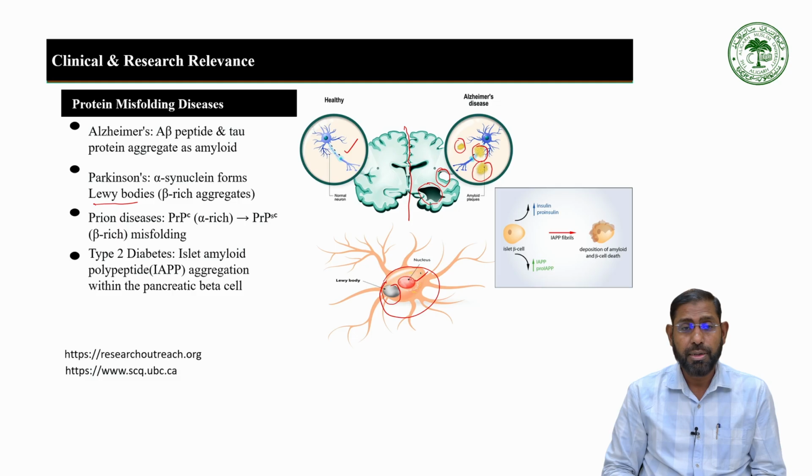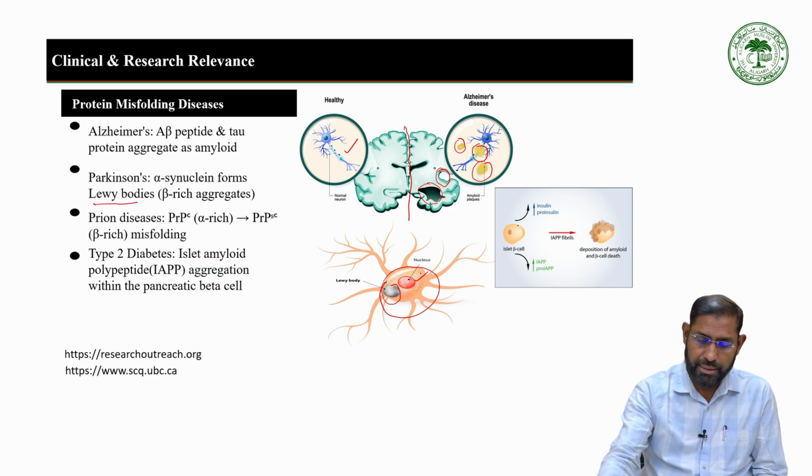It is because of prion protein accumulation; the misfolding from alpha rich to beta rich causes prion disease. Then another disease is type 2 diabetes, which is very common these days, a metabolic disorder, and it is because of islet amyloid polypeptide aggregation within the pancreatic beta cells.